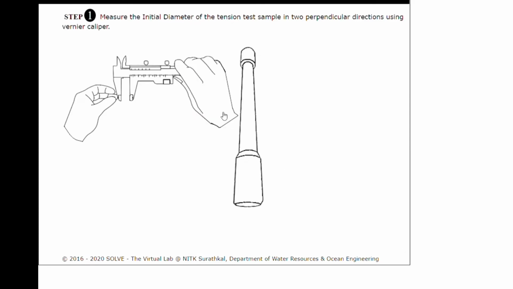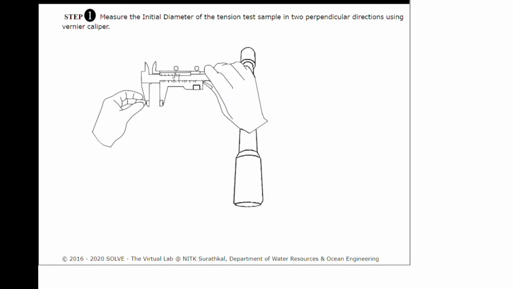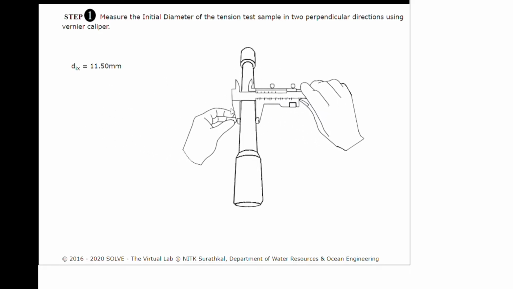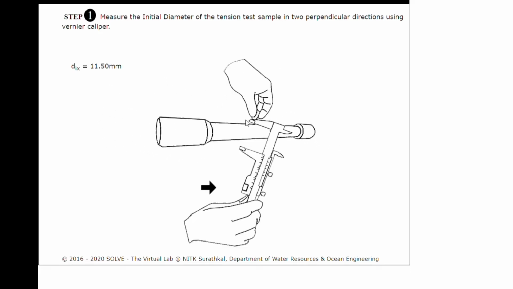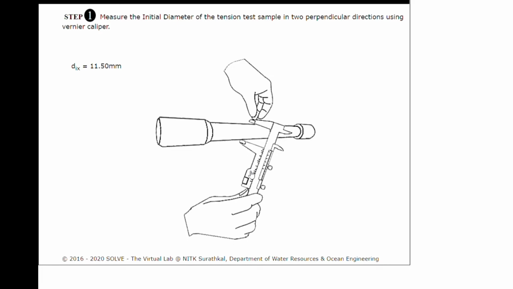Step 1. Measure the initial diameter of the tension test sample in two perpendicular directions using a vernier caliper. Diameter Ix is 11.50 mm. Diameter Iy is 11.50 mm. The average initial diameter is 11.5 mm.